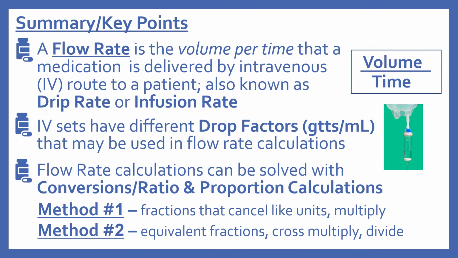So now we'll look at a summary and key points about IV flow rates. So a flow rate is the volume per time that a medication is delivered by IV route to a patient. It's also known as a drip rate or infusion rate. There are IV sets that have different drop factors, and these are in drops per milliliter, that can be used in flow rate calculations. Flow rate calculations can be solved with conversions and ratio and proportion calculations, and there are 2 methods. Method 1, we set up fractions that cancel like units and then multiply to get our answer. Method 2, you can set up equivalent fractions, cross multiply, and then divide to solve for x.